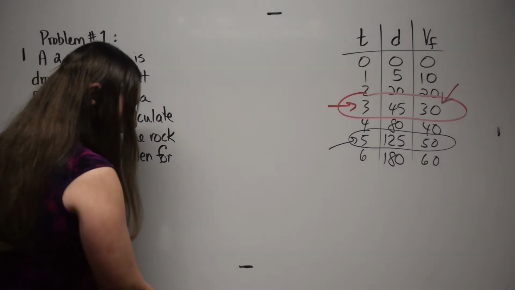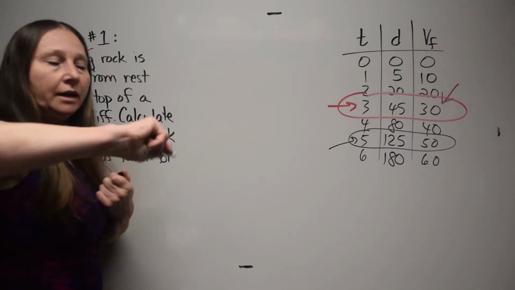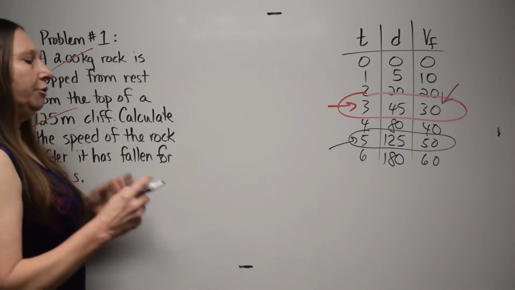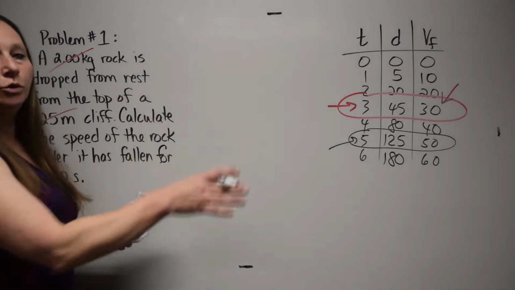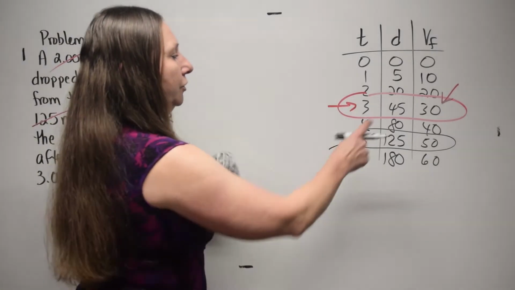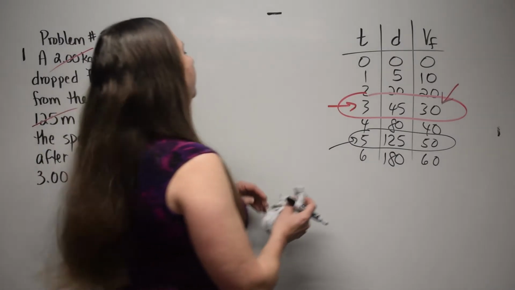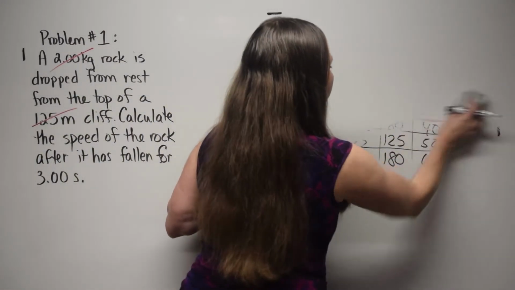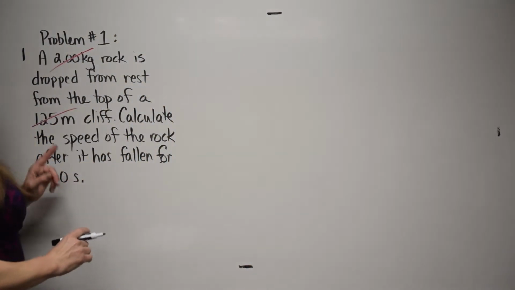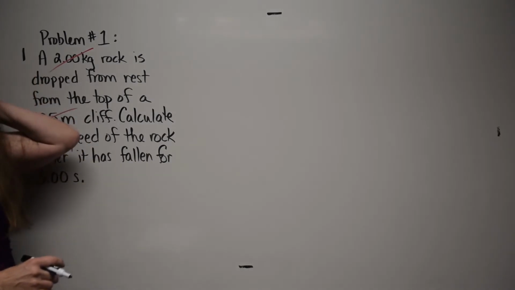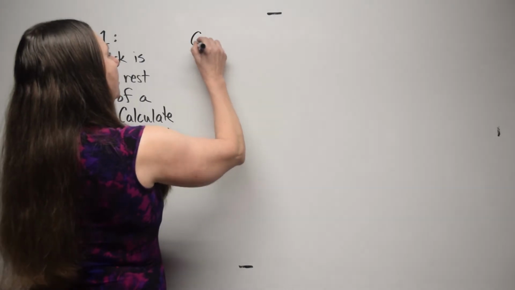If this is a multiple choice question, you're done. Pick the 30 meters per second, and you're done. But if this is a written question, then we have to figure out some equations so that we can show the work and get the credit. Because if you just put 30 meters per second for a written question, you're going to get no credit. So again, I want you to have the magic chart memorized. You already know that the answer is supposed to be 30 meters per second. Now, let's do a written problem.